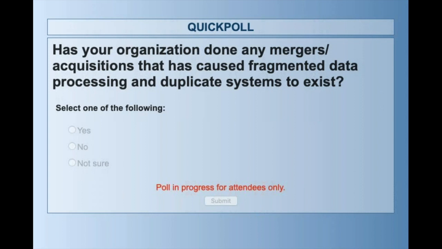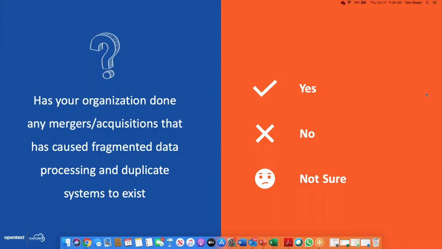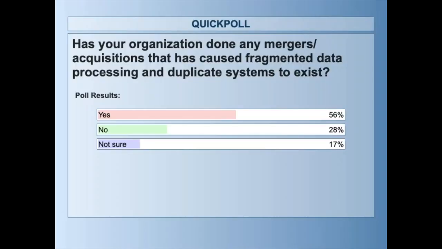Okay, so has your organization done any mergers or acquisitions that cause fragmented data processing and duplicate systems to exist? We'll run that poll for just a minute. That one's probably going to come in pretty quickly. All right, I think we can probably lock that in. Yeah, in most large organizations we find some level of mergers and acquisitions. Other companies at the top end of the spectrum are what we might call serial acquirers, continually acquiring other companies just as part of their growth strategy.